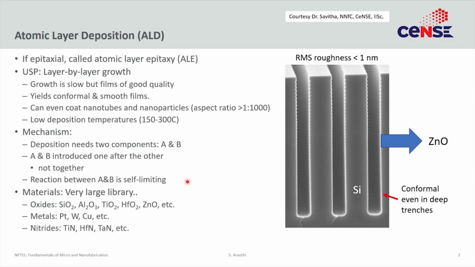People can also deposit metals. So you don't have to do oxides, you can deposit metals such as platinum, tungsten, copper. Lately people have also started depositing nitrides. The nitride deposition is a little more complicated because nitrogen is not as reactive.